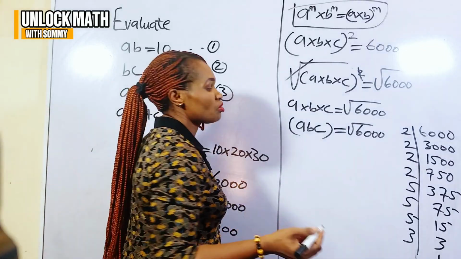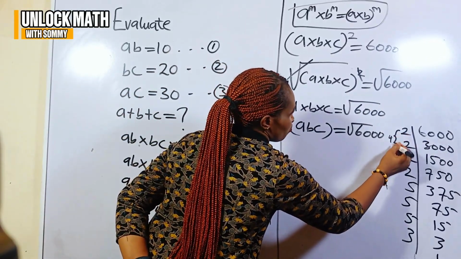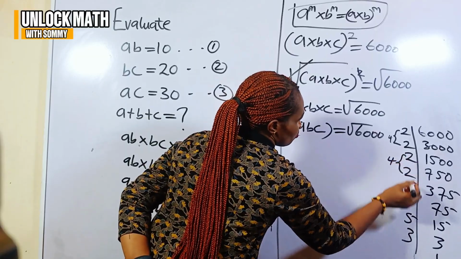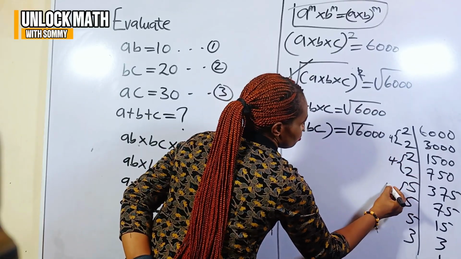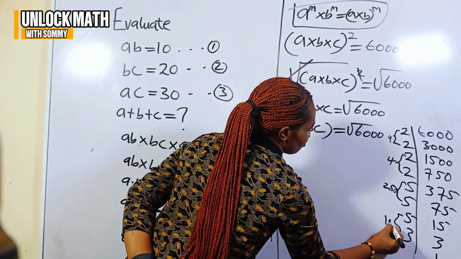Now, because this is square root, we now pair. 2 multiplies 2 is 4. 2 multiplies 2 is 4. 5 multiplies 5 is 25. Now, these two multiply each other, we now have 15.